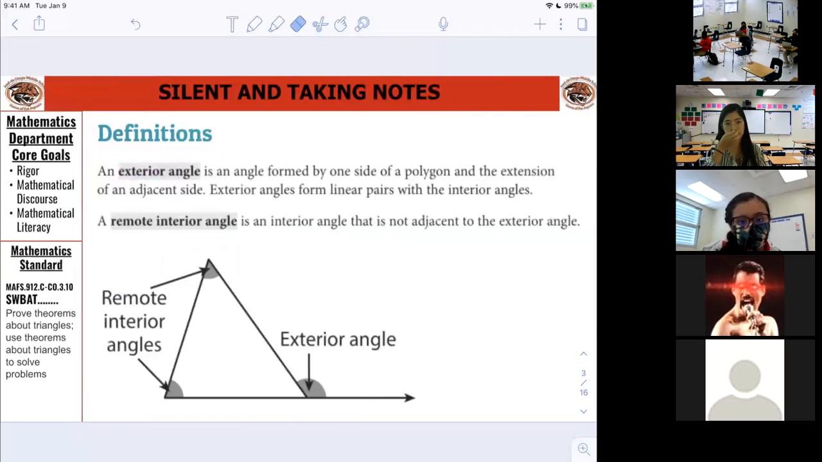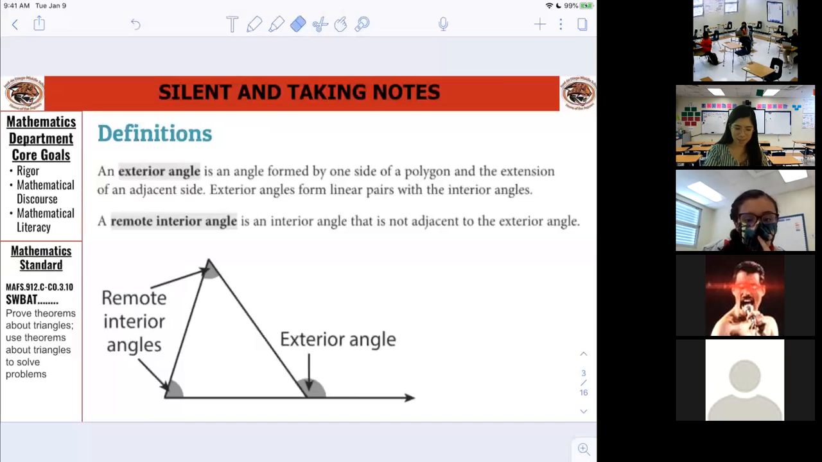And then we have exterior angles. Can I have a volunteer read the definition for exterior angles? An exterior angle is an angle formed by one side of a polygon and an extension of an adjacent side. Good. Exterior angles form linear pairs with the interior angles.